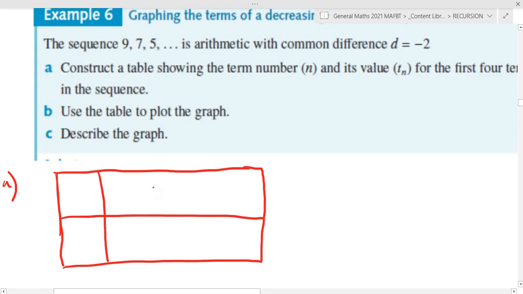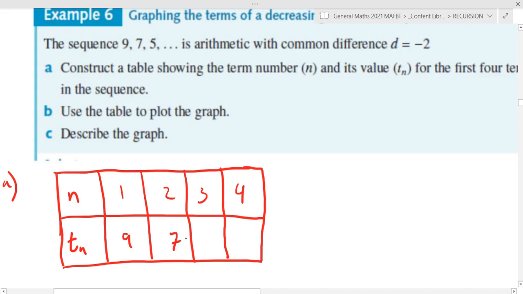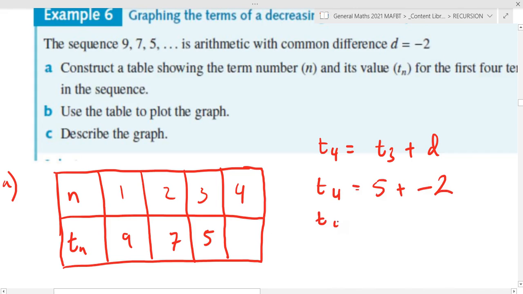Okay, so remember, n refers to the term number. Make sure you use the correct notation. Tn is the term value. So you want to use the first 4 numbers: 9, 7, 5. I know that T4 will be equal to T3 plus whatever the difference is. So T3 is 5 plus the common difference of -2. T4 just means 5 minus 2, which is 3. So term number 4 is 3.